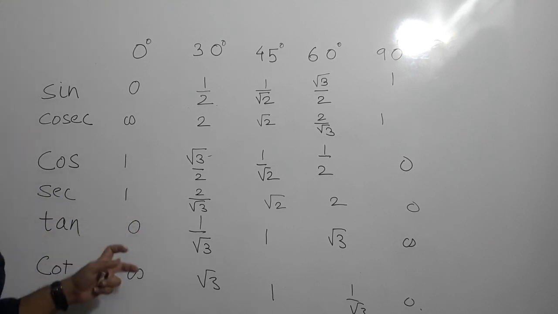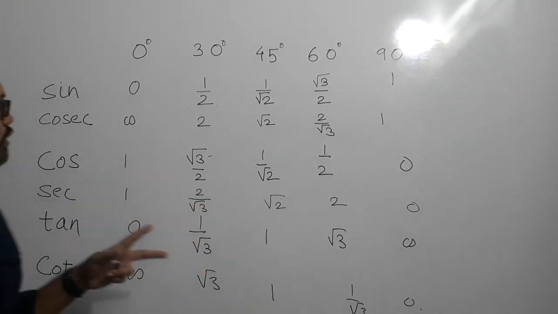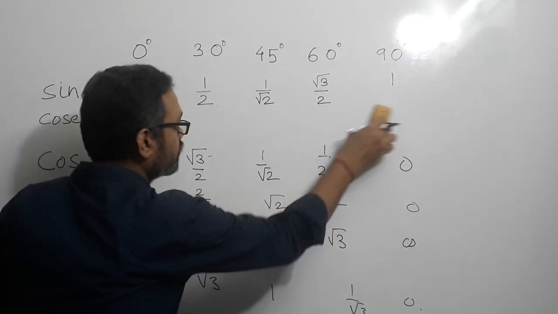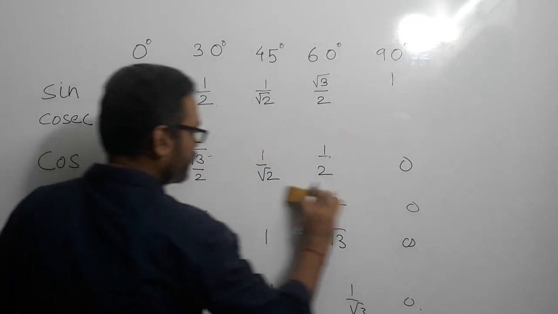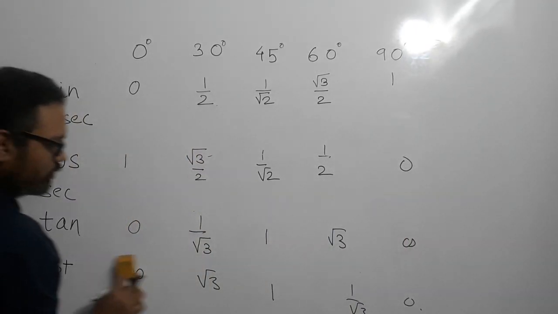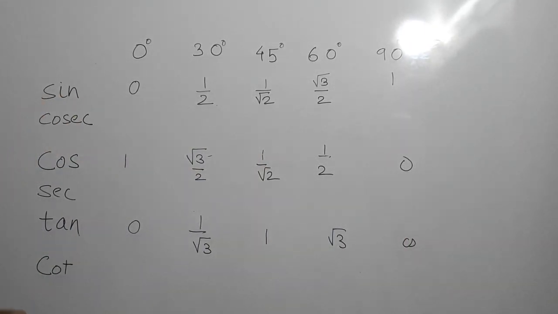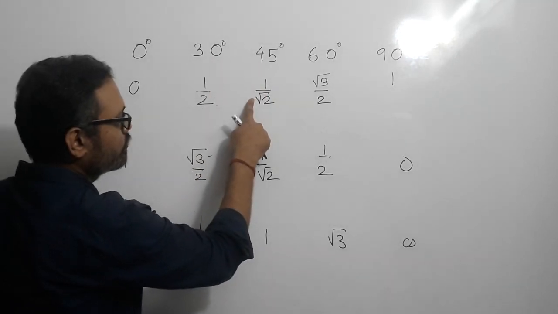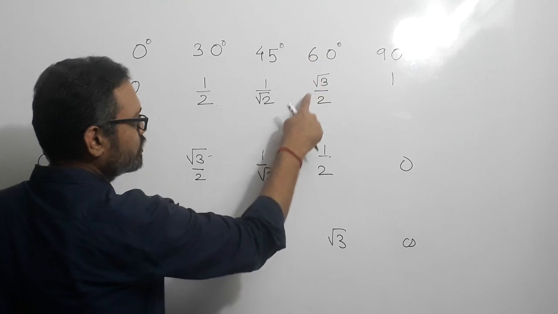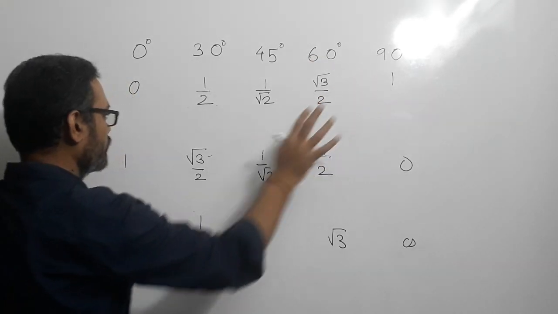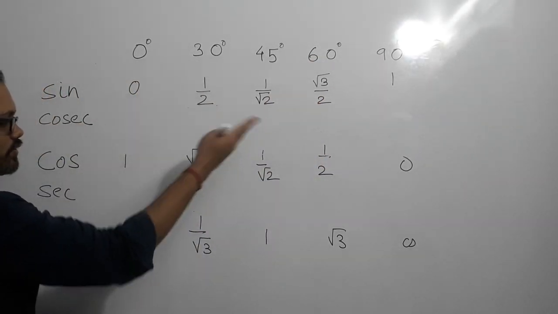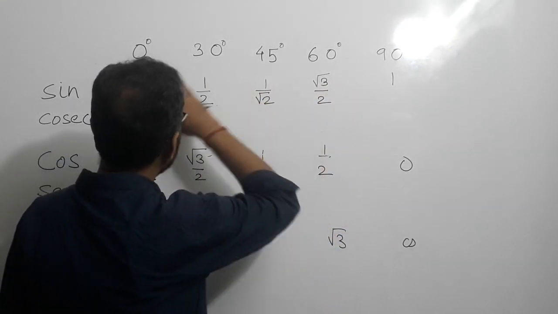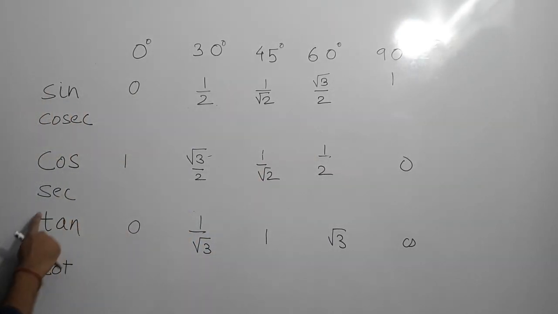Okay, so just take a screenshot of this. I'll again give you a very small recap of what we have done, so that before we leave we are aware of this. Again, side opposite to 30 is 1 by 2, to 45 is 1 by root 2 of the hypotenuse, 60 is root 3 by 2, and 90 is 1. Cos is the inverse of this one: root 3 by 2 here, 1 by root 2 here, 1 by 2 here, 0 here.